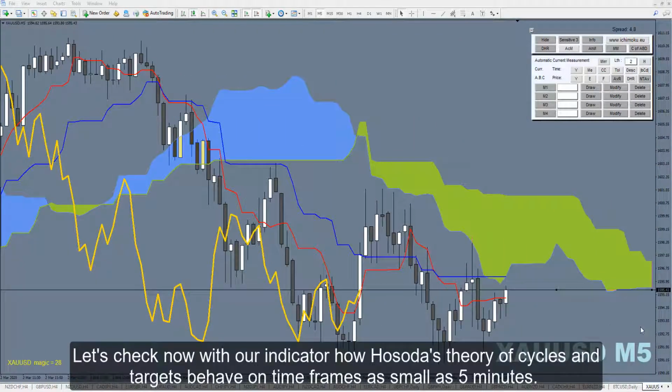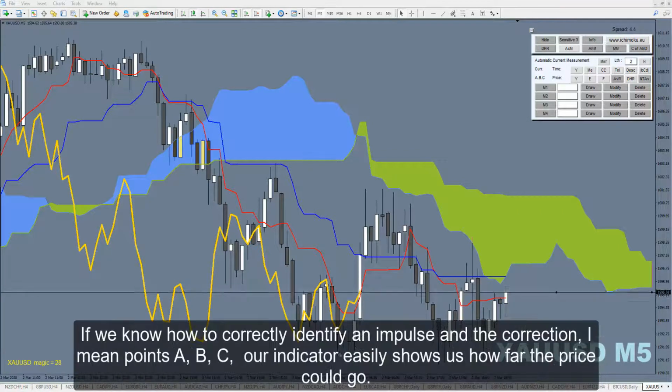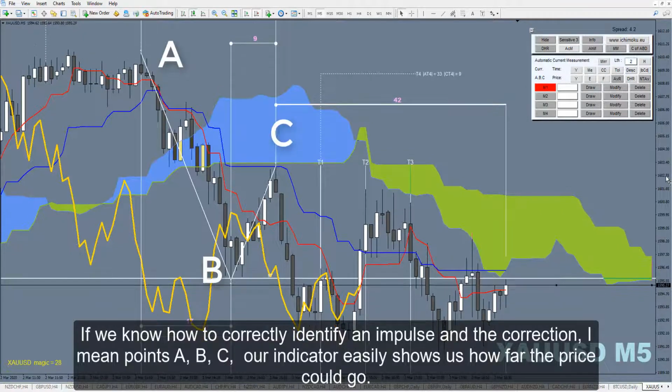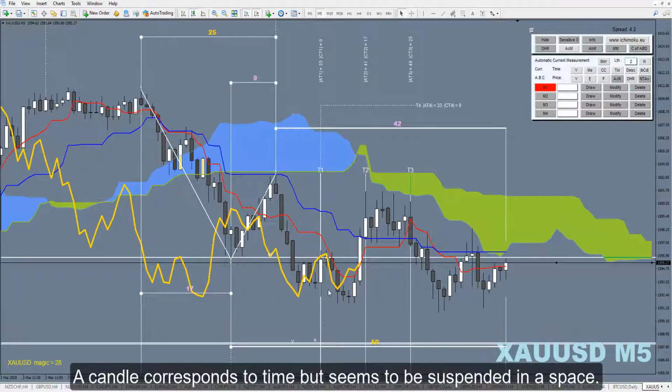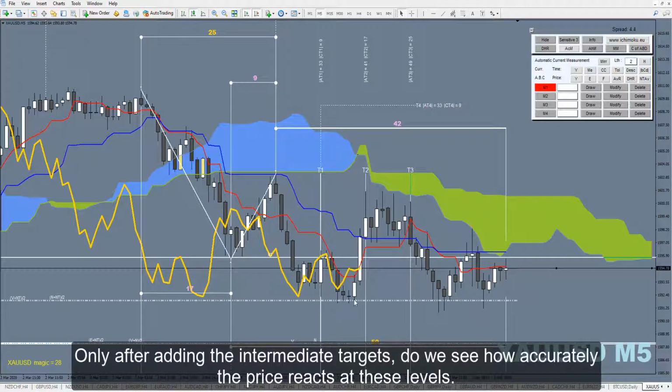Let's check now, with our indicator, how Hosoda's theory of cycles and targets behave on time frames as small as 5 minutes. If we know how to correctly identify an impulse, and the correction, I mean points A, B, C, our indicator easily shows us how far the price could go. Candle corresponds to time, but seems to be suspended in space. Only after adding the intermediate targets do we see how accurately the price reacts at these levels.